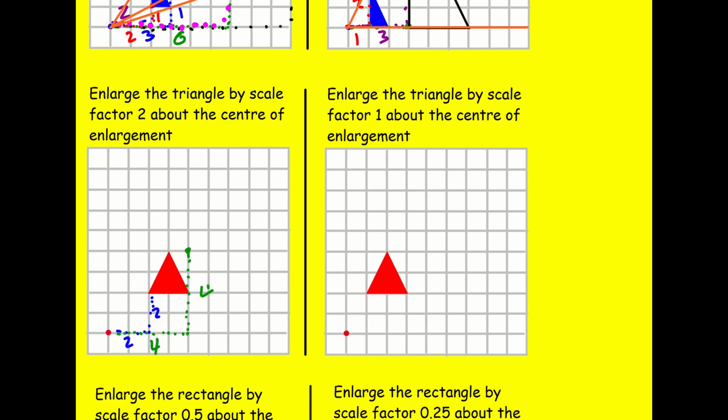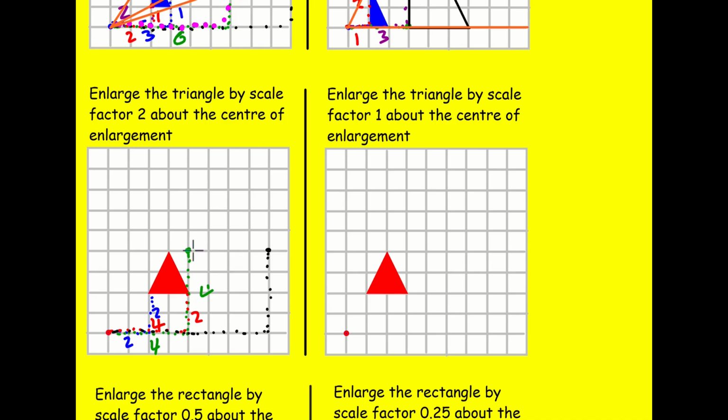Okay, and then I'm gonna take it steady. I'm gonna choose the bottom right. So now I am going along 4 and up 2. So if I double these, I'm going to be going along 8, here, and up 4. There we have it.